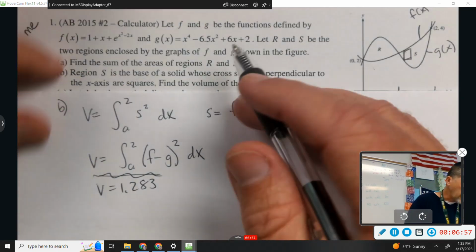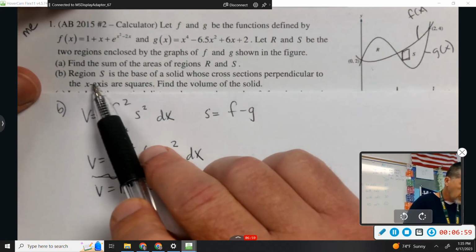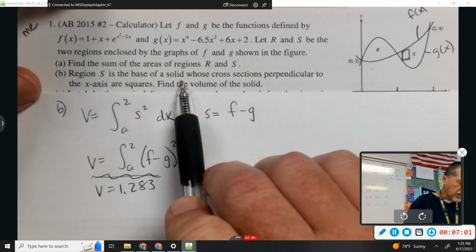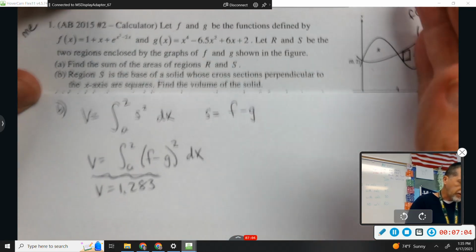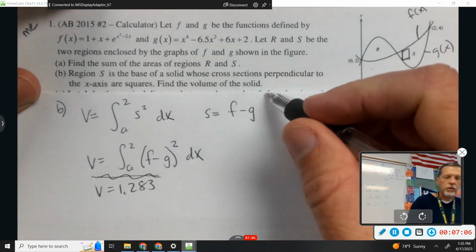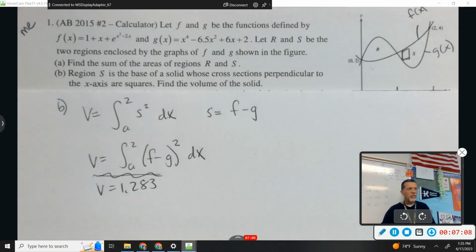Again, reread the question, make sure it's... There's no units. Region S, the base of a solid, cross sections perpendicular to the x-axis, squares, find the volume. Yeah, so no units, no explanations. No touchy. We're good.